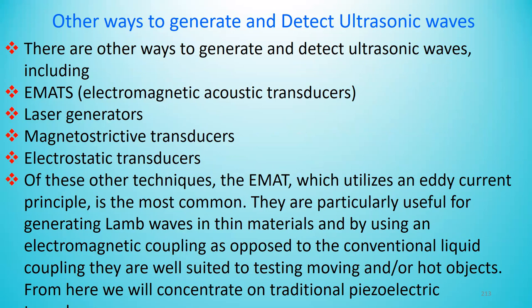There are other ways to generate ultrasonic waves, EMATs, electromagnetic acoustic transducers, utilizing the Lorentz principle. They are particularly useful for generating Lamb waves in thin materials by using an electromagnetic coupling as opposed to conventional liquid coupling. They are well suited to testing moving and hot objects.